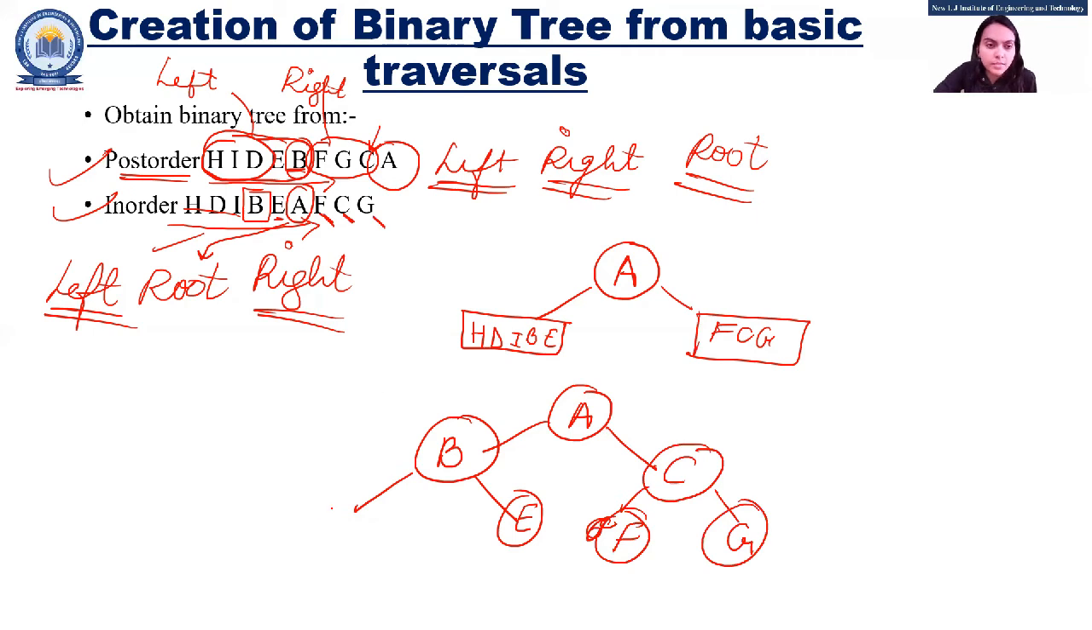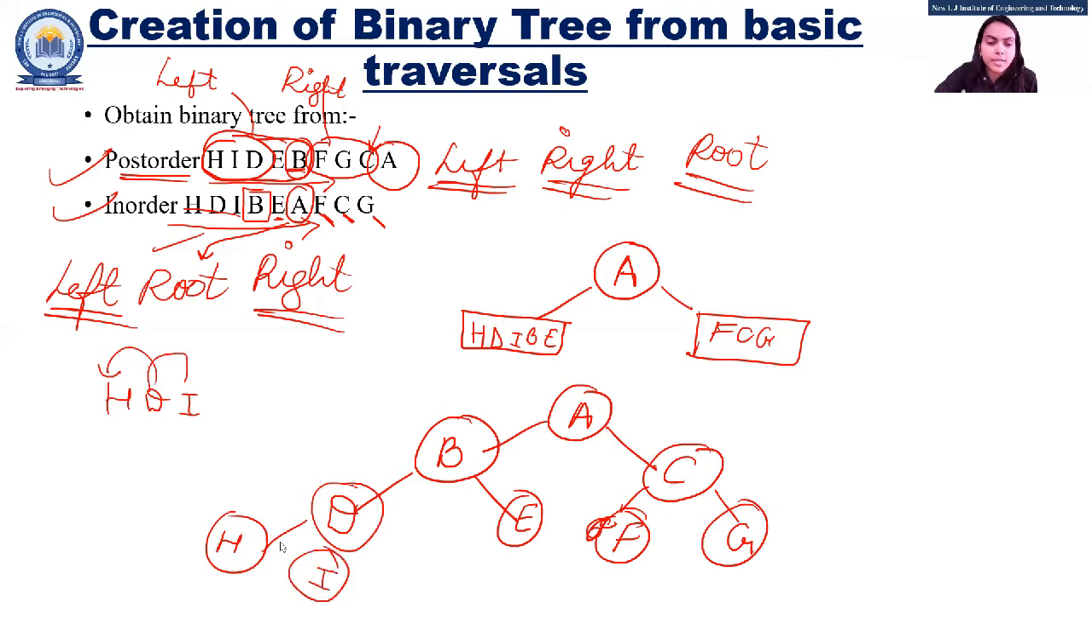So D would be the root element. Now what about H and I? So we will see in the in-order it is given as H, D and I. So left of D is H. So here it would be H and right of D is I. So here it would be I. So this is how you need to find.